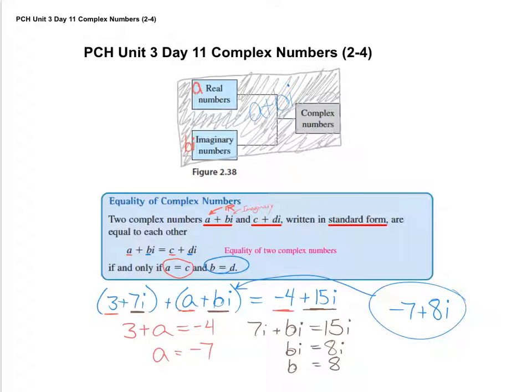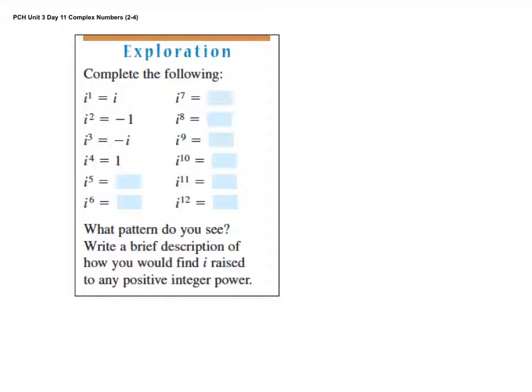Now, we've been talking about i a lot. What is i? Does anyone remember what i is? Square root of negative 1. There we go. A lot of you remember. Good. i squared is negative 1. Do you remember what i cubed is? Negative i. And i to the fourth is 1. Okay, all right, good. So we should be able to get through this relatively quickly here.